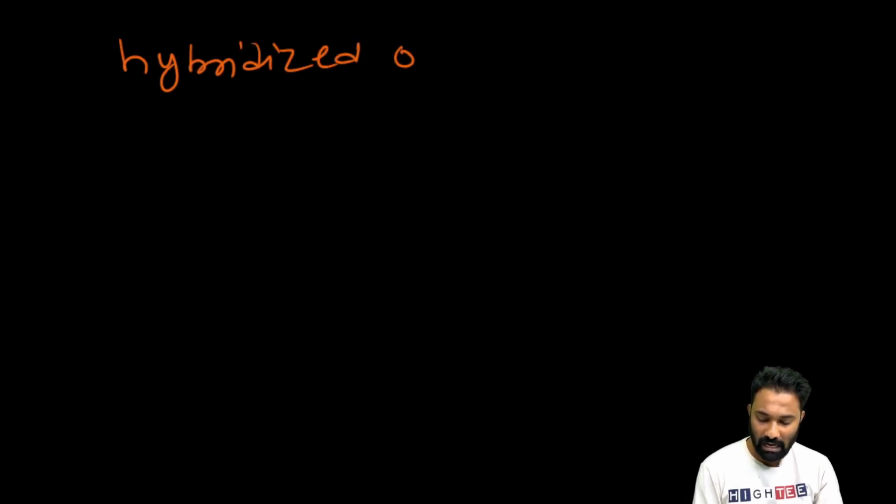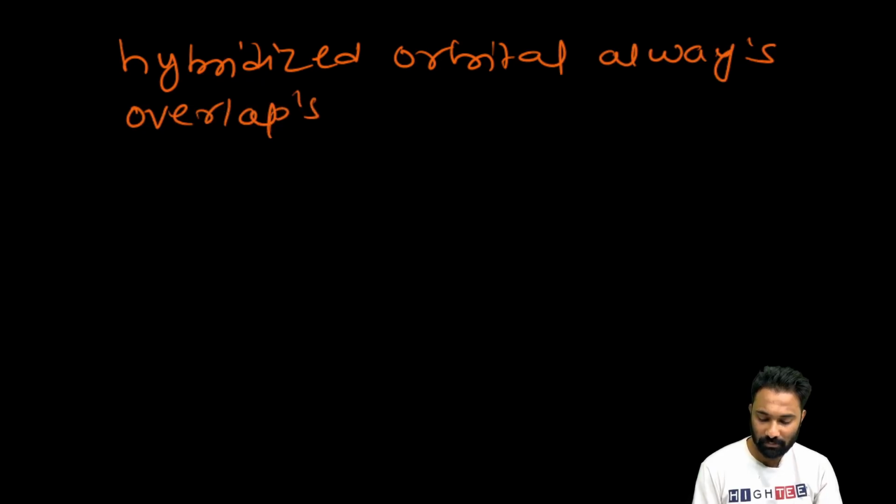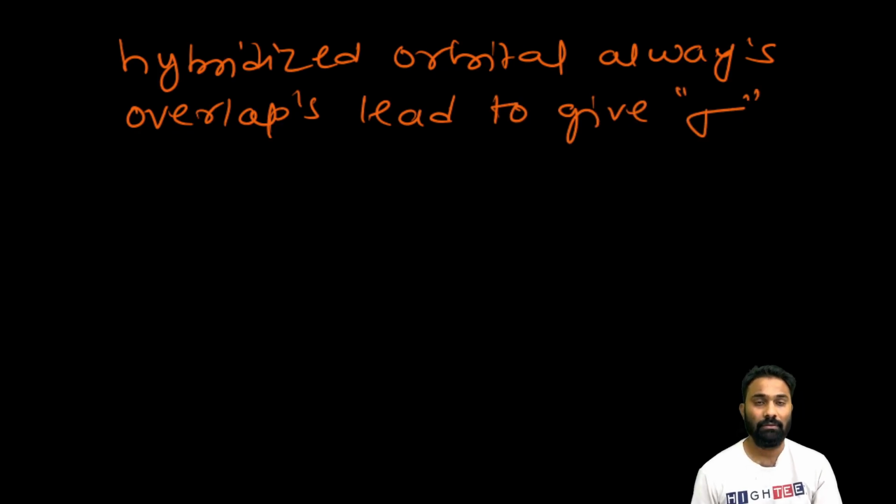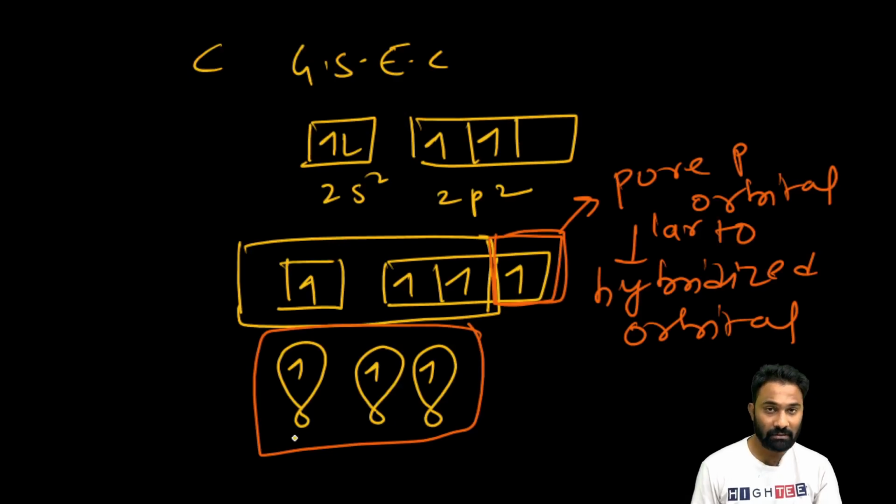Hybridized orbital overlap always leads to sigma bond formation. This is very, very important. Clear? Now, how many hybridized orbitals have we seen? These 3 hybridized orbitals we have seen, right? These 3 hybridized orbitals should arrange themselves in such a way that they are free from repulsions, right?